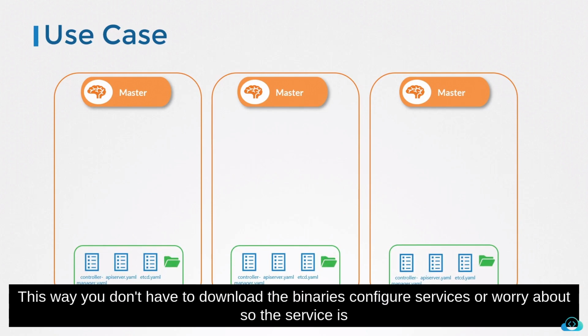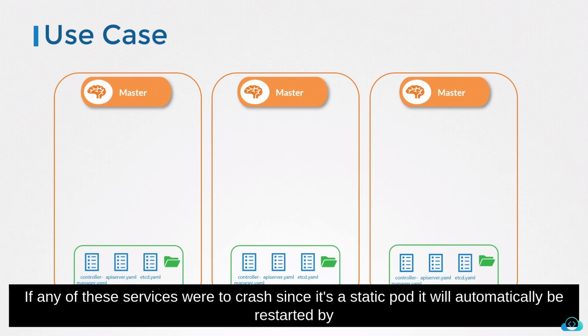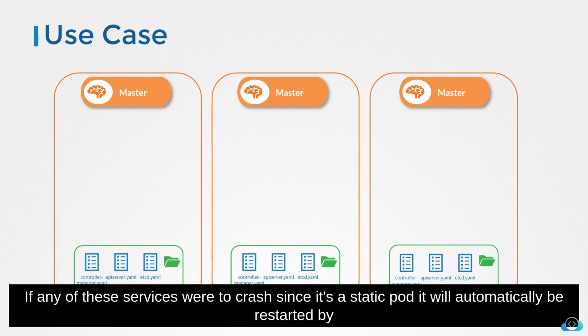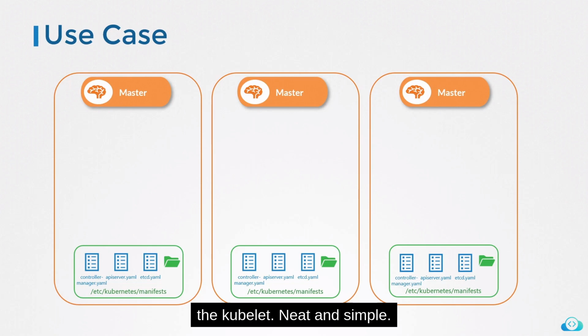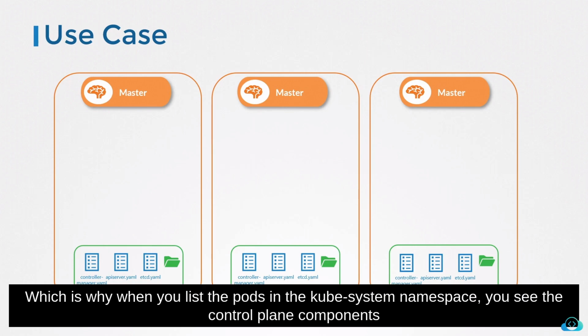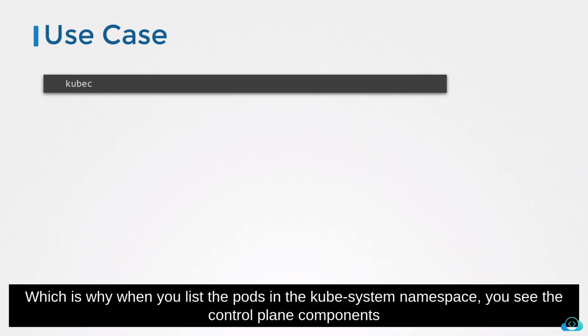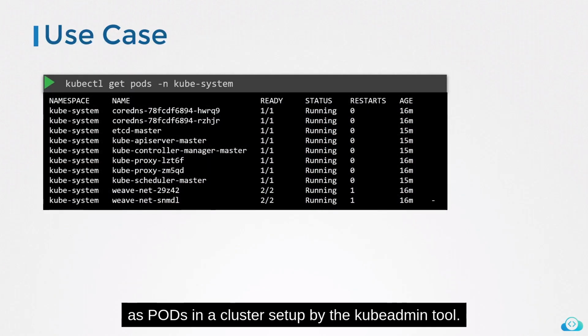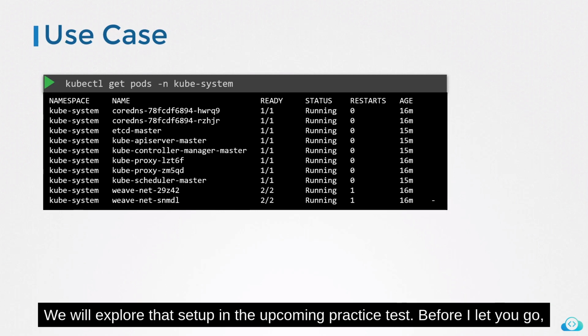This way, you don't have to download the binaries, configure services, or worry about the services crashing. If any of these services were to crash, since it's a static pod, it will automatically be restarted by the kubelet. Neat and simple. That's how the kubeadm tool sets up a Kubernetes cluster. Which is why when you list the pods in the kube-system namespace, you see the control plane components as pods in a cluster set up by the kubeadm tool. We will explore that setup in the upcoming practice test.